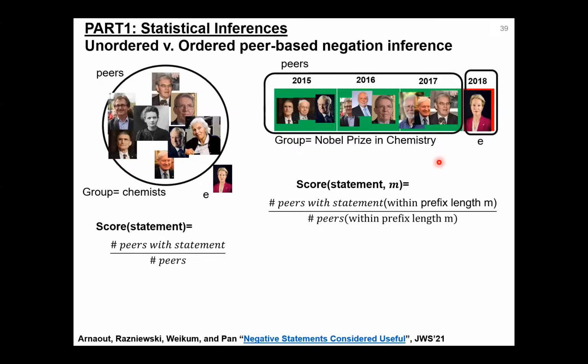M is the prefix length. So I'm not just comparing with all of the members of the group at the same time. I'm moving gradually, comparing and scoring at this point, and then scoring again at this point, and so on.